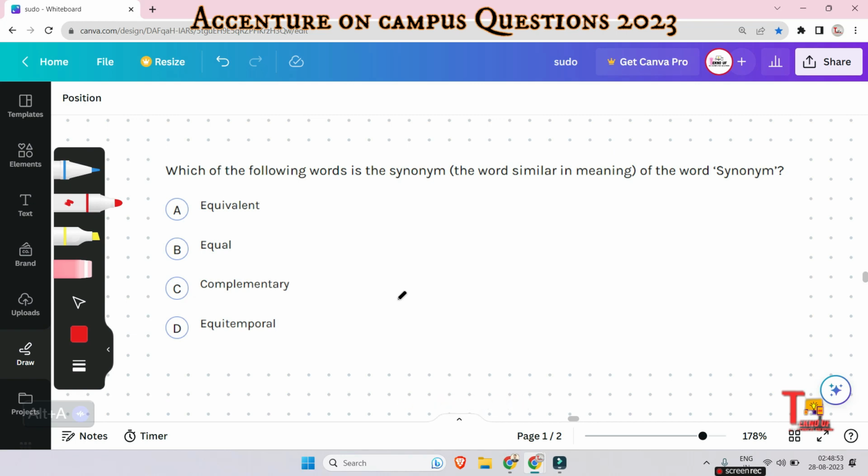So in this case, the answer will be equivalent, right? I don't have to explain further because synonym and equivalent are similar, right?